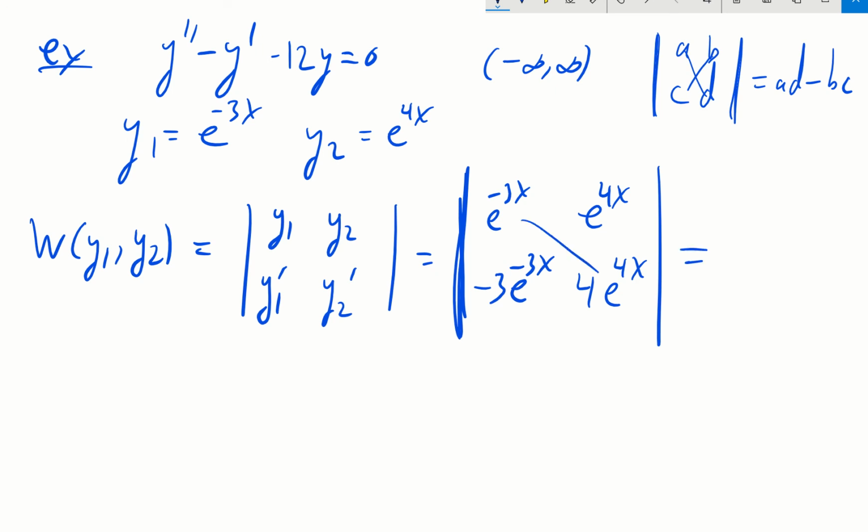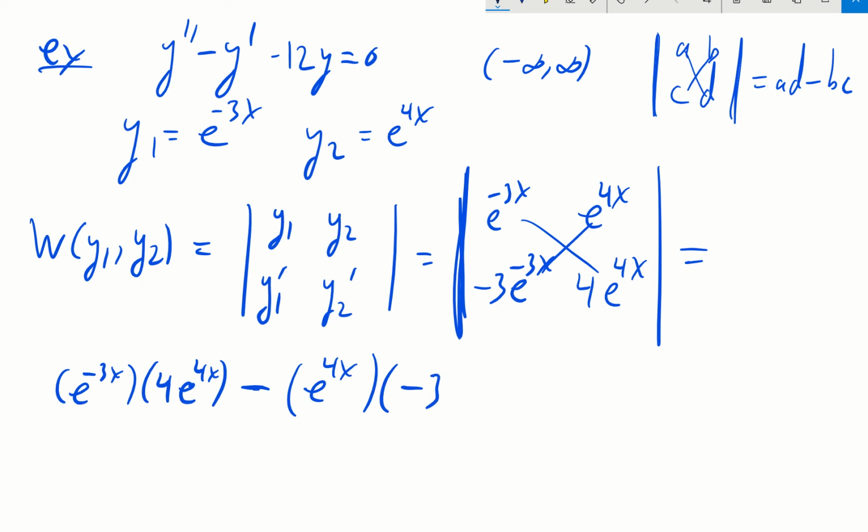So if we multiply this, I need to do e to the negative 3x times 4e to the 4x, minus, on the minor diagonal, don't forget the sign in between should be minus, it's e to the 4x times negative 3 e to the negative 3x. Multiplication by like bases, you add the exponents.